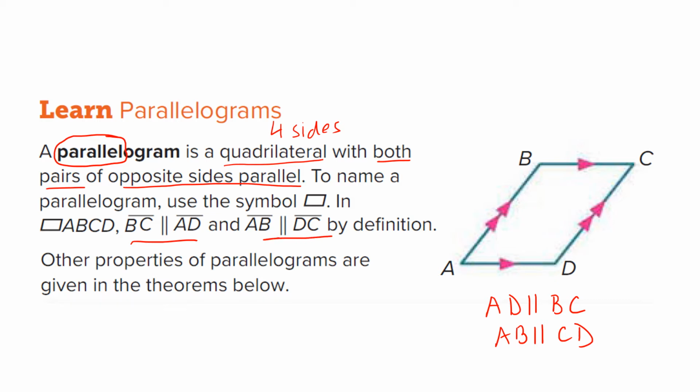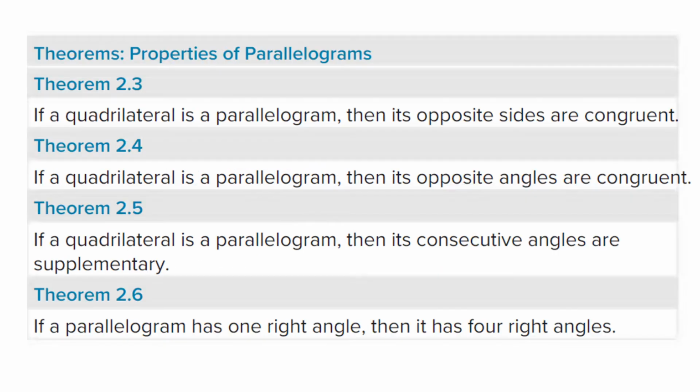The symbol for a parallelogram is this one, which is like a closed parallel quadrilateral that you can make. So parallelogram ABCD, BC is parallel to AD, AB is parallel to DC. There are also a few other properties of parallelograms that we are going to do in the form of a theorem. This is an important lesson, so stay focused and watch the video till the end.